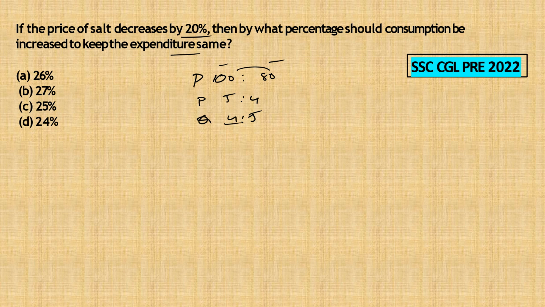You are getting 4 kgs, now you are getting 5 kgs, that is you are getting 1 extra upon 4, that is into 100. The percentage of increase in the quantity you are getting is 25%.